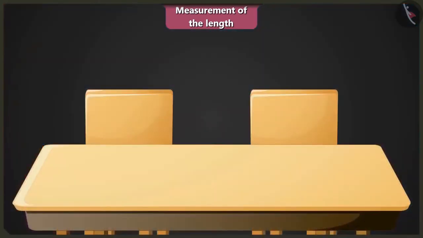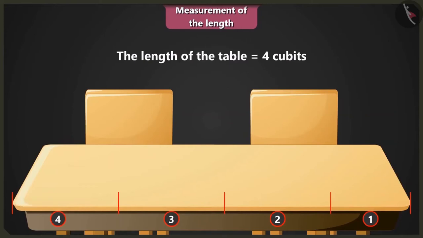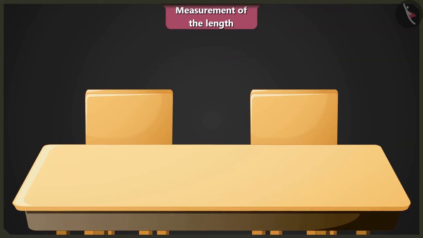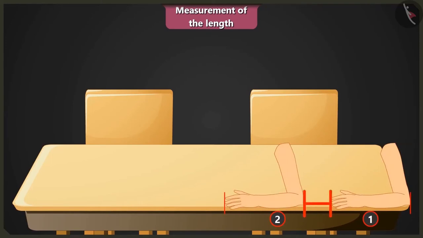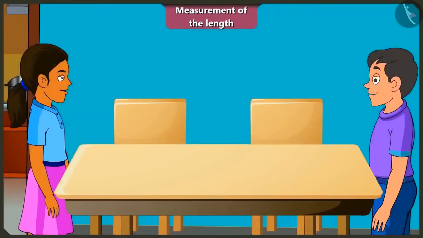Then the length of this table is 1, 2, 3 and 4. The length is 4 cubit length of my arm. No, Gotu. While measuring the length of the table, you have left some space between the two arm lengths. In this way, you can never get the measurement correct. Yes. Okay. Now I have understood. I will measure it again.